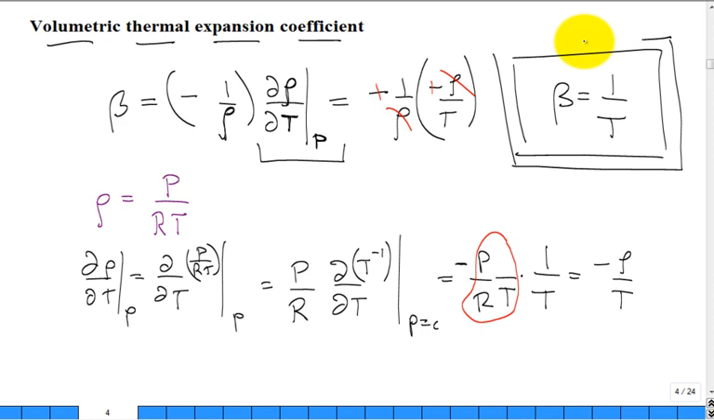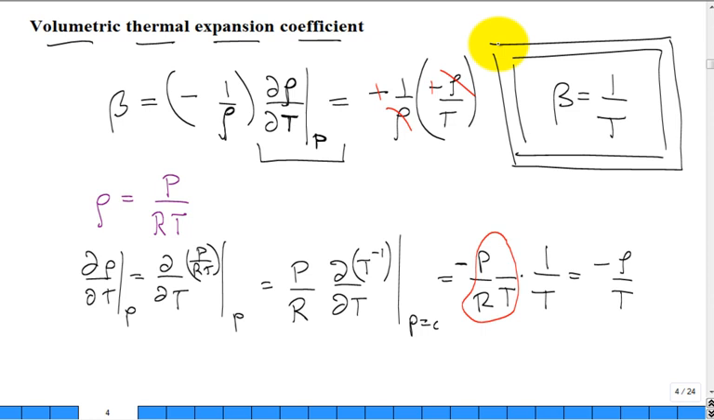Double box it. We're going to use that a lot when you do natural convection. So what you find is the volumetric thermal expansion coefficient for an ideal gas is 1 over the absolute temperature. Now, does that tell me what the volumetric thermal expansion coefficient is for a liquid?